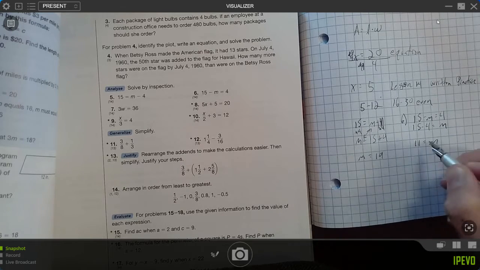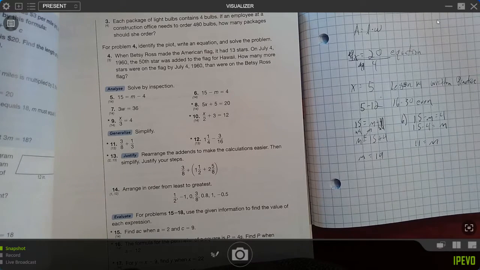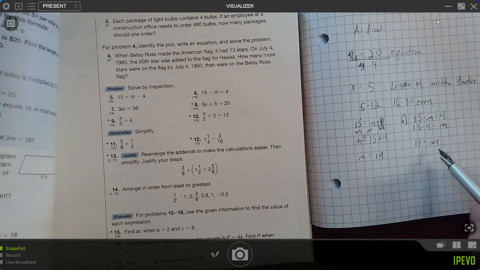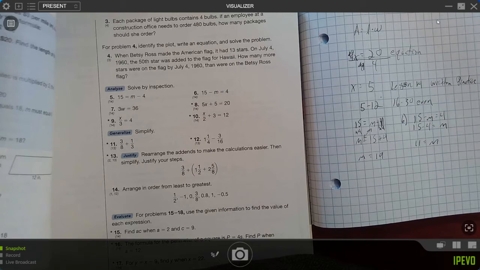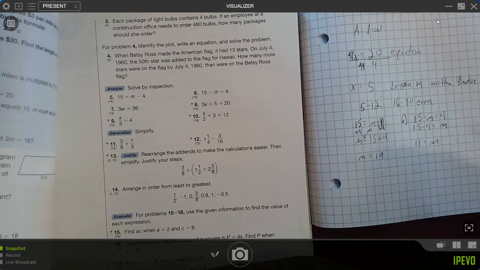Okay, these are different problems, right? Same numbers, but m means a different thing in these problems. M is a variable. Okay, it changes based on the equation. The equation is different here.